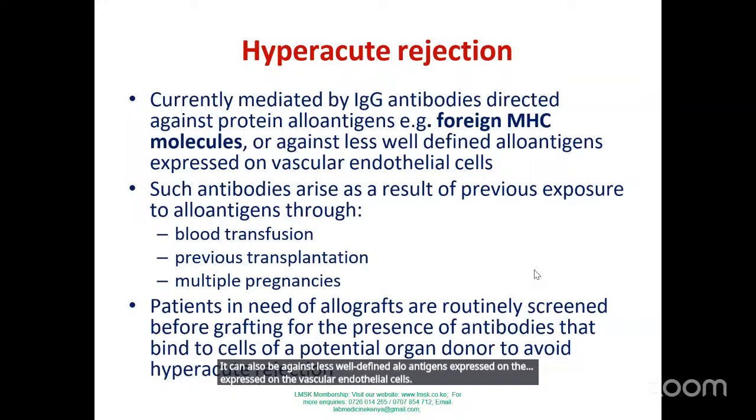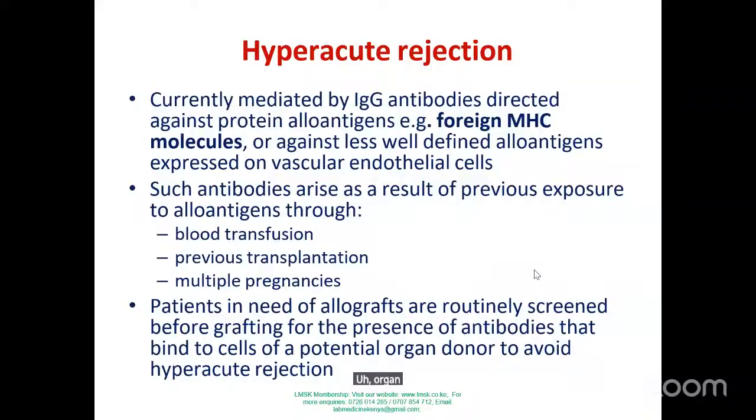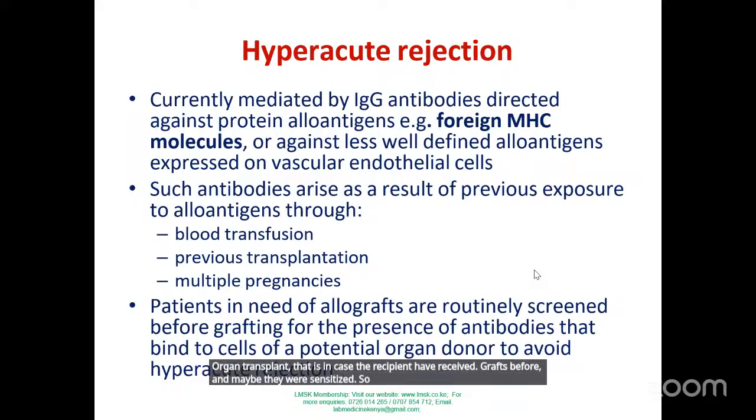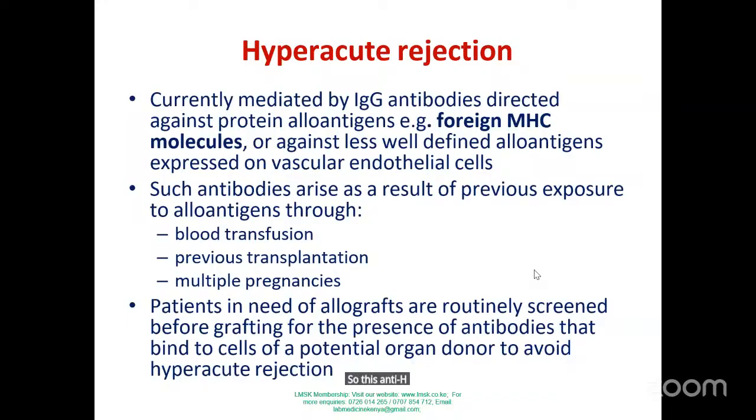These antibodies, the recipients mostly develop them following a previous transfusion. It could be a previous organ transplant, in case the recipient has received grafts before and was sensitized. So you look at the presensitization stage, and also cases of multiple pregnancy. They can also be sensitized, or in the process develop some anti-HLA. This IgG anti-HLA will be responsible for initiating hyperacute rejection.